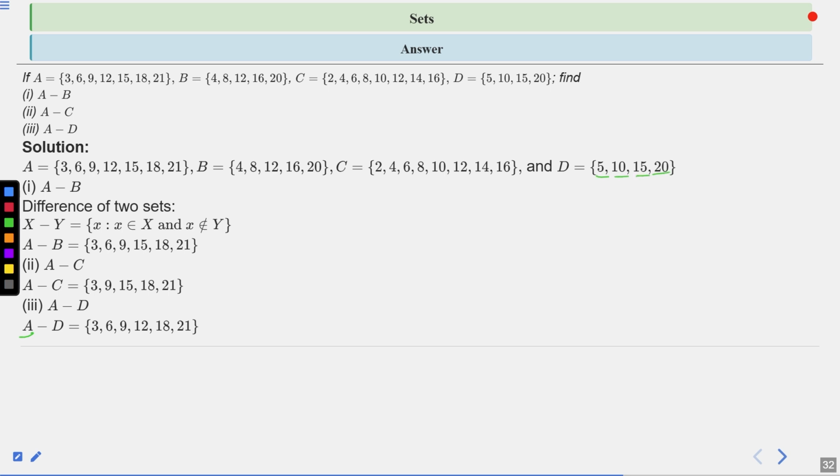So 5 doesn't belong here, 10 also doesn't, but 15 belongs here. So eliminate 15. So we are only left with the set A, eliminating 15. So the elements are 3, 6, 9, 12, 18, 21. Clear? I hope the way of representing A minus C or any difference is clear to you.